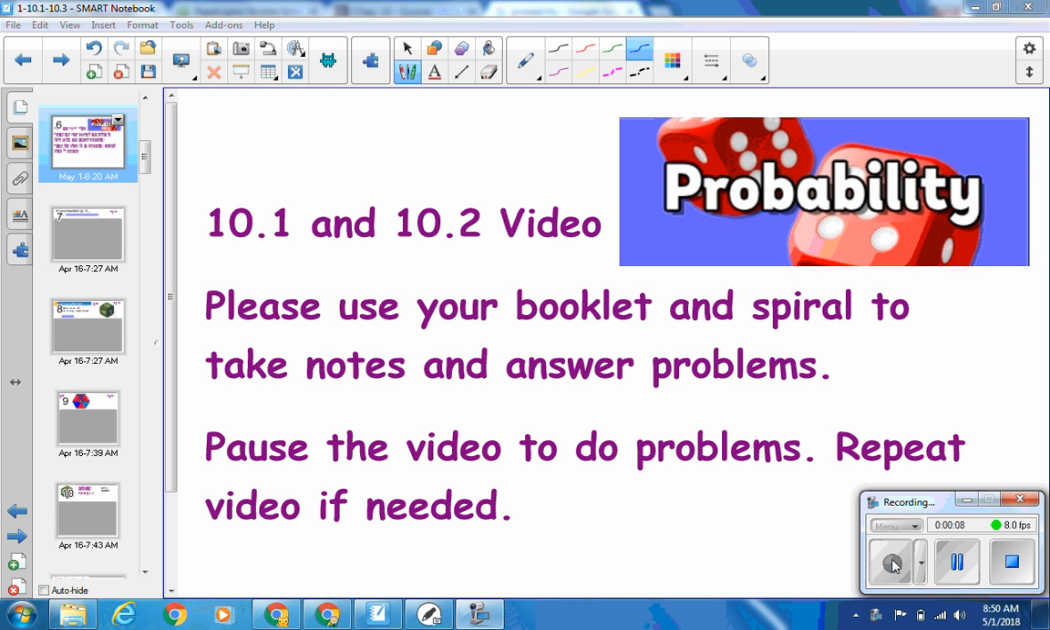So we're going to start by just looking at a few examples, and you're going to follow along in your booklet. A couple of problems you'll need to do in your spiral because they're not in the booklet. Feel free to pause the video to try the problems before I give answers, and also to repeat the video if needed. Okay, off we go.